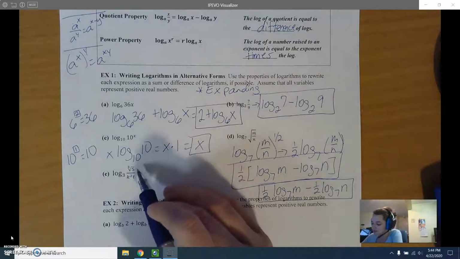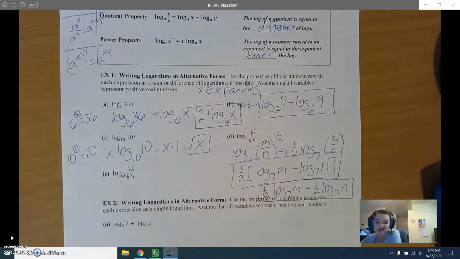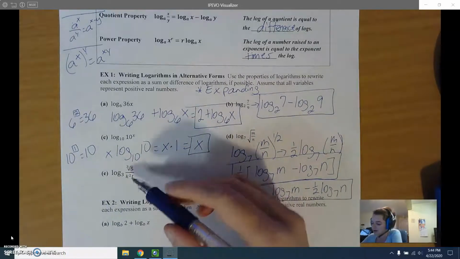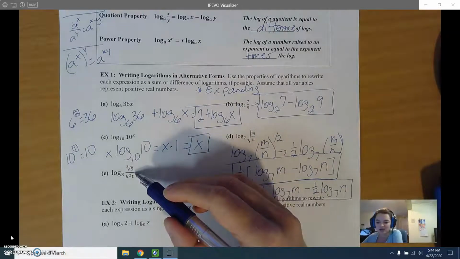So since the exponents are kind of inside, I'm going to deal with those second and deal with the division first. You guys ready?